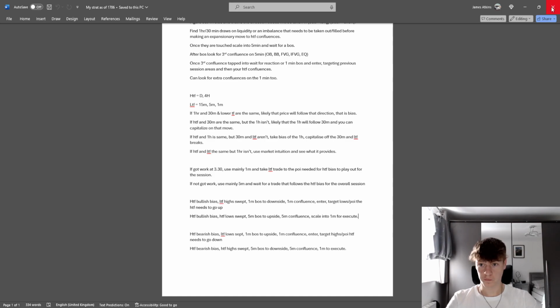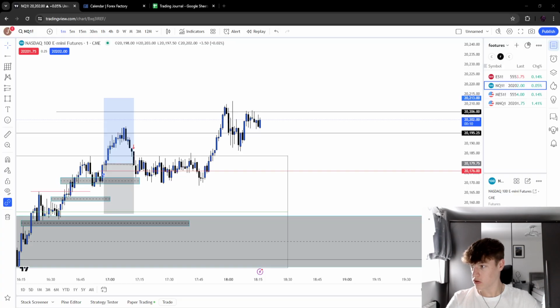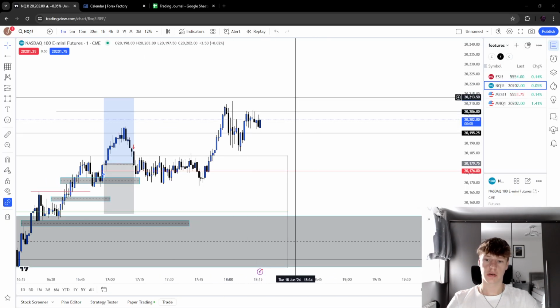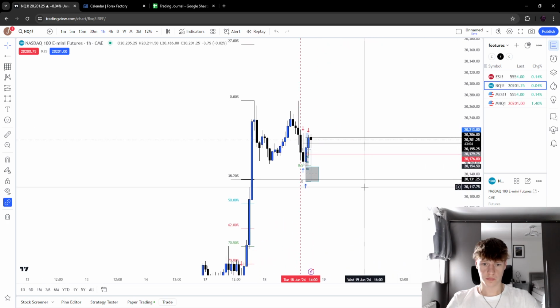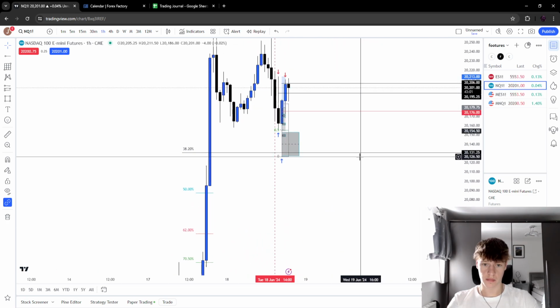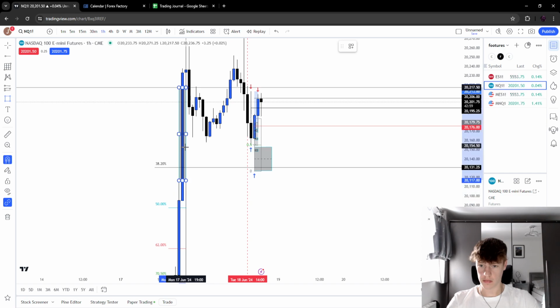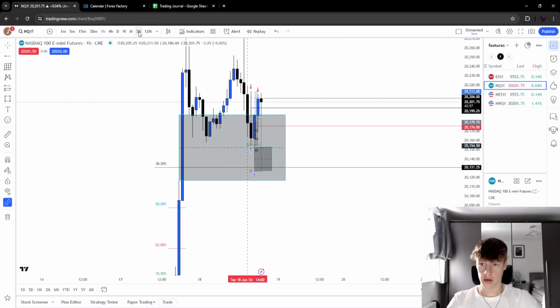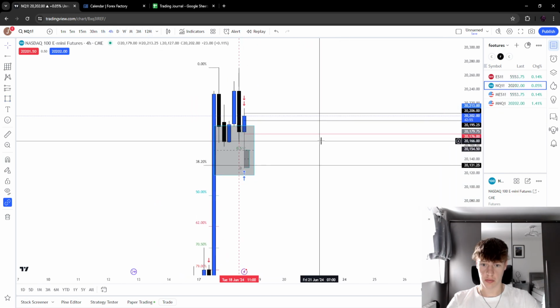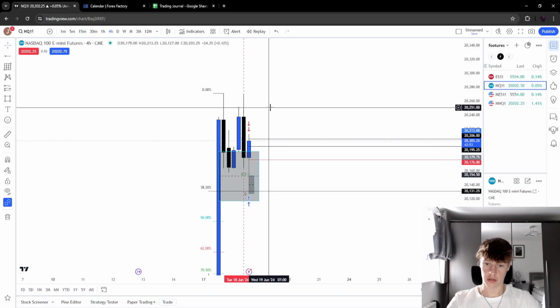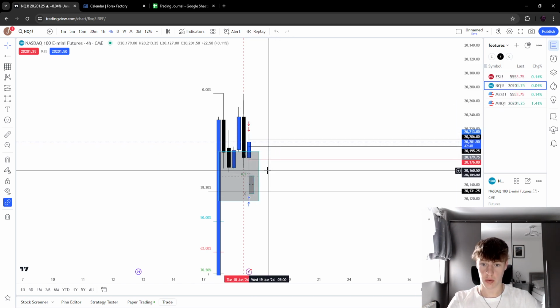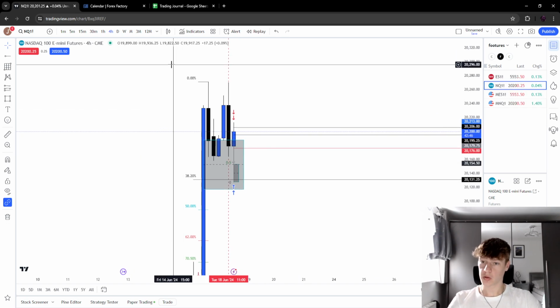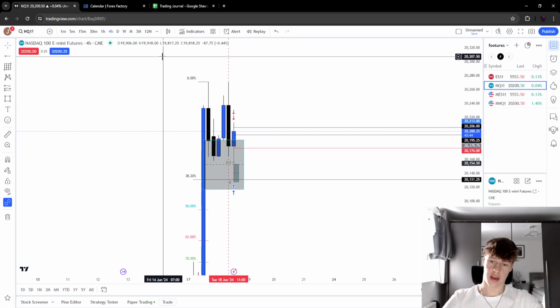So, get rid of this. Change this to this. Here we go. Now, as I said earlier, we wanted this imbalance to be filled, and the 4 hour going into session open was bullish, up. It has not broken structure to the downside. We want to go higher. So that's our long-term bias for the overall day.